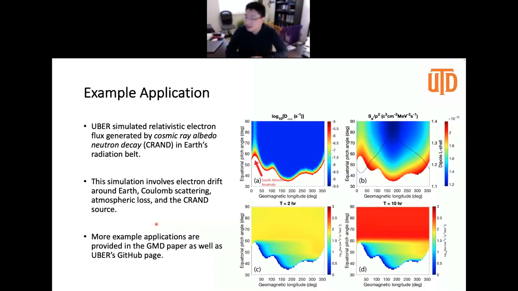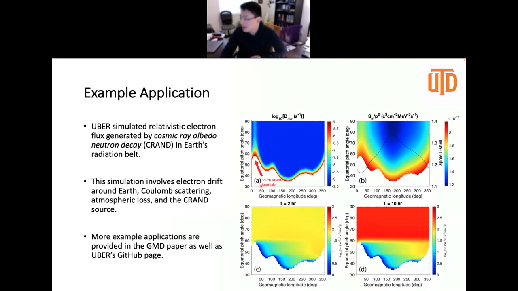So in this process, there are several physical processes taking action. The electrons drift around the Earth. There is Coulomb scattering of the electrons. The electrons will precipitate into the atmosphere to be lost. And there is this cosmic ray albedo neutron decay source.